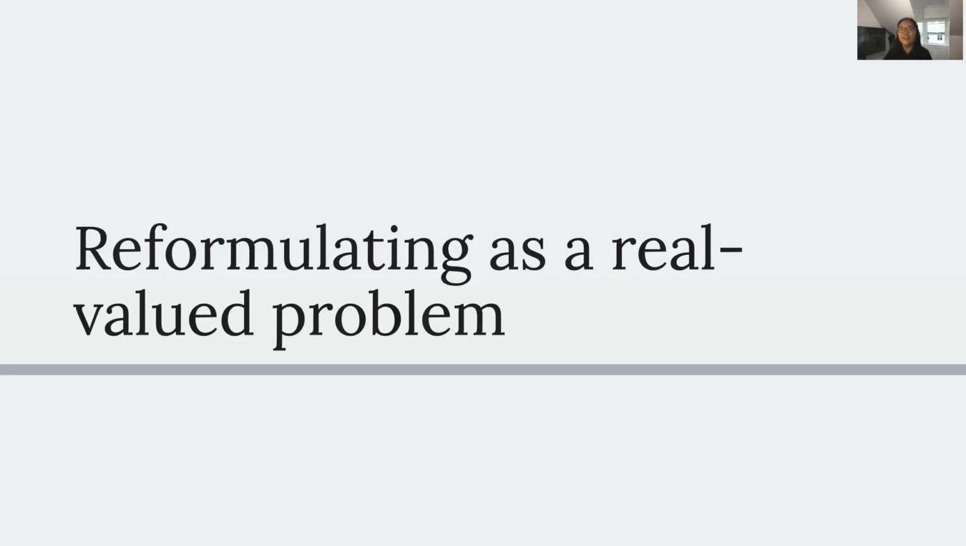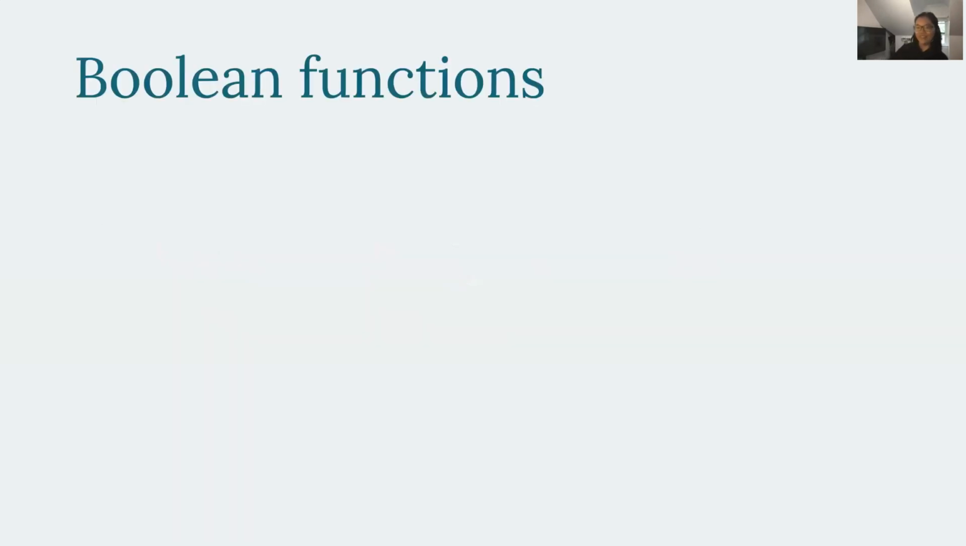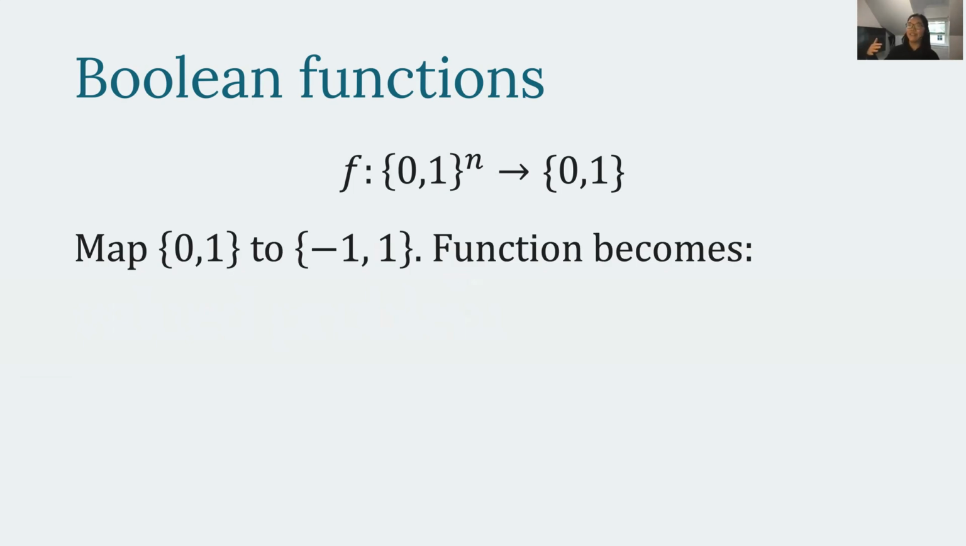Okay, so what I've said so far is basically just motivation for really solving this problem. And now I'm going to try to get into the math. So I'm going to talk a bit about Boolean functions. We usually think about Boolean functions as going from {0,1}^n to {0,1}. And the first step when you want to do anything analytic with a Boolean function is to map 0, 1 to +1 and -1.